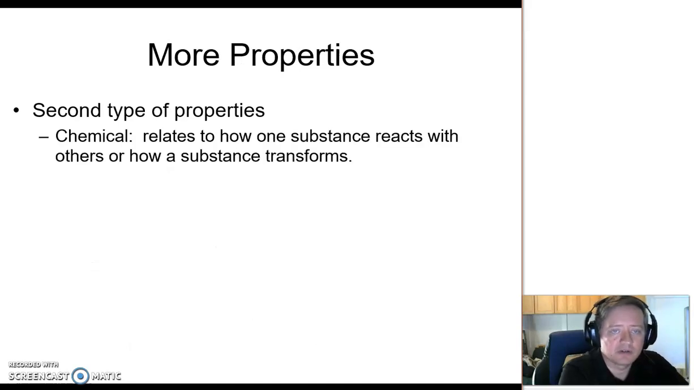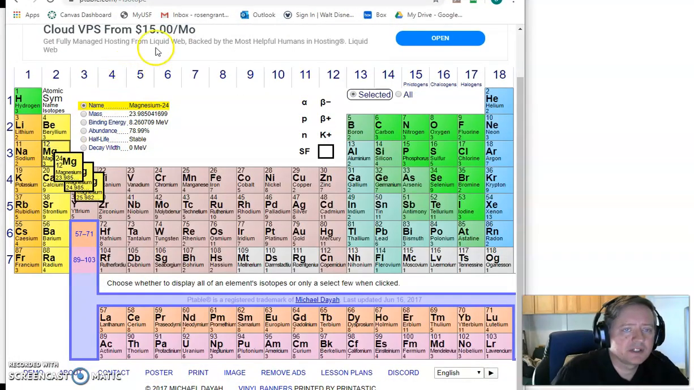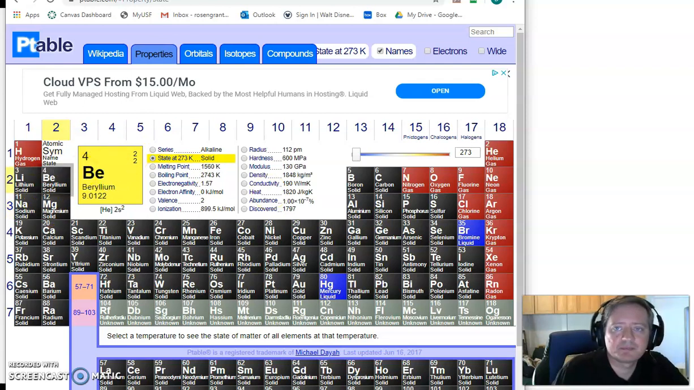Now, chemical is our second type of property. This is how one material will react with something else. So if I go back to this, let's click on magnesium, and I go back up here to properties: melting point, boiling point, electronegativity, valence, the hardness, density. These are all different properties of magnesium.